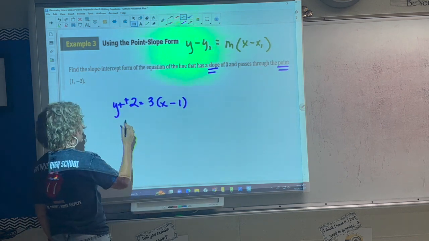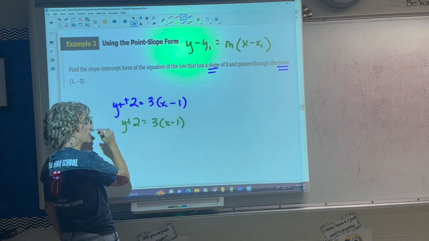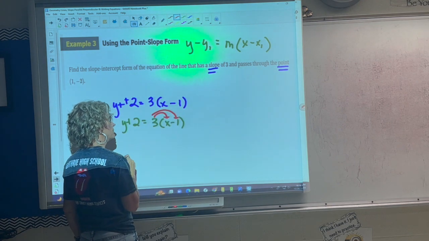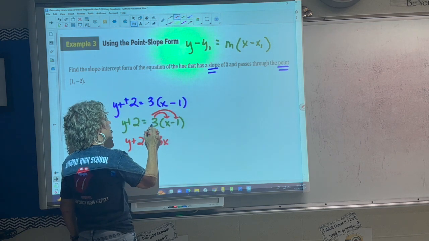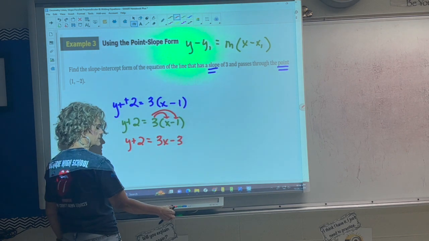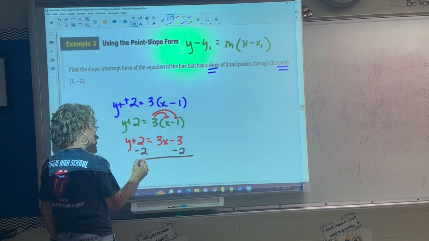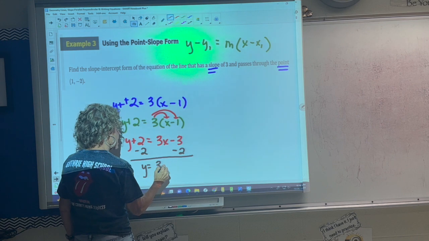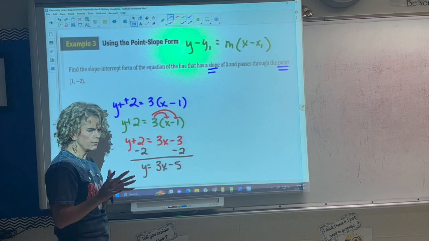Okay, so here I go. I'm going to rewrite this. y plus 2 equals 3 times x minus 1. I'm going to start isolating the y. In order to do that, I need to distribute this 3 to everything in the parentheses. y plus 2 equals 3 times x, which is 3x. 3 times a negative 1 is a negative 3. I'm not done because y is not completely and totally by itself. So next step, I'm going to subtract 2 from both sides. Handy dandy line. Okay? y equals 3x minus 5.